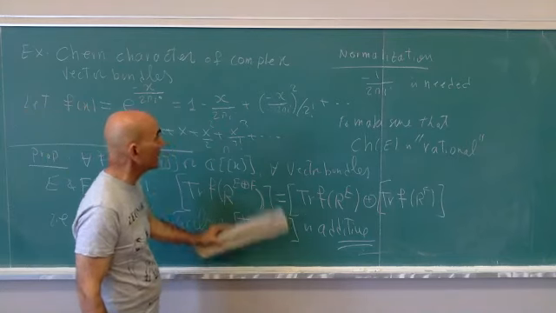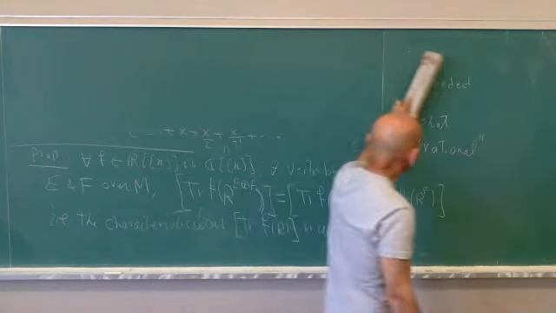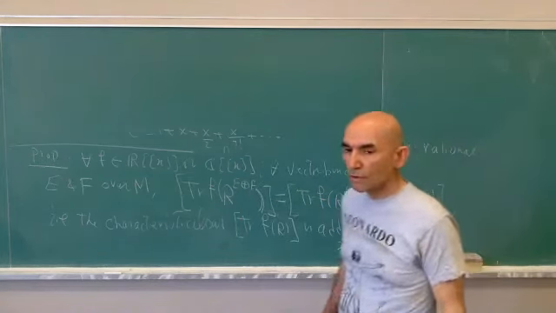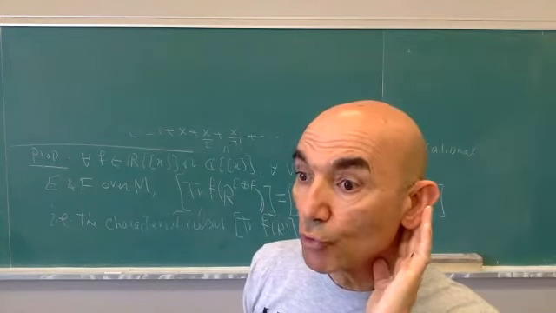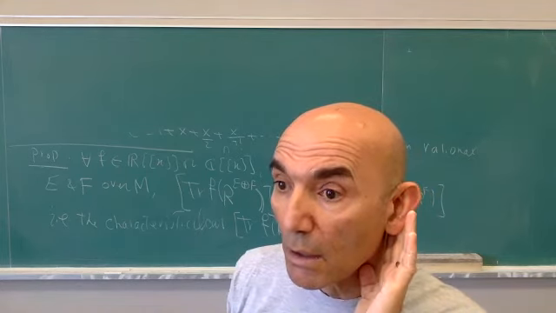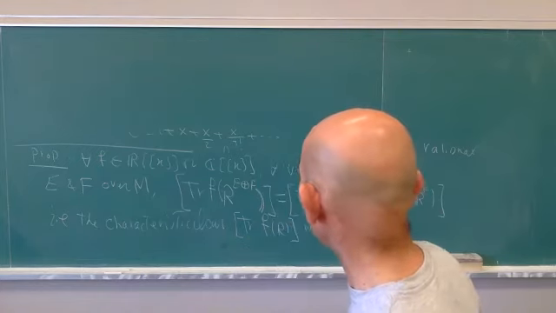So let me prove this and then you'll see what is at stake. What do you mean by direct sum of two elements? Sorry? What do you mean by direct sum of two elements? Two what? The Chern class, the characteristic class, is an element. Then what do you mean by direct sum of two elements?